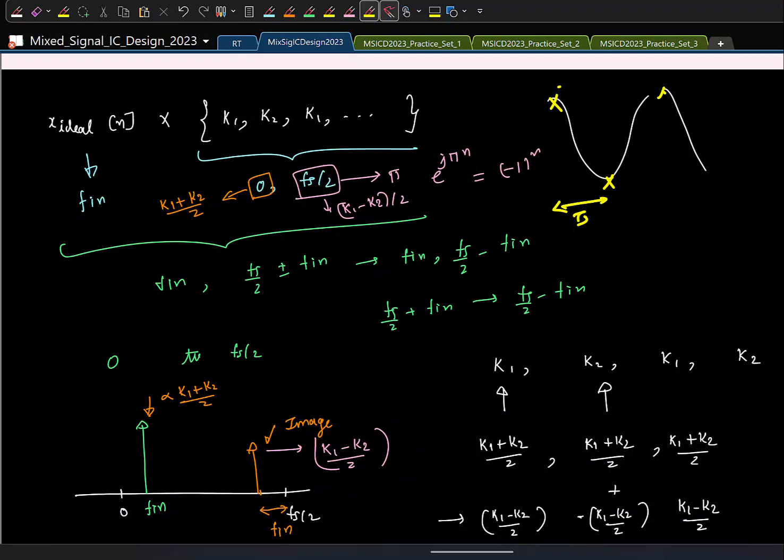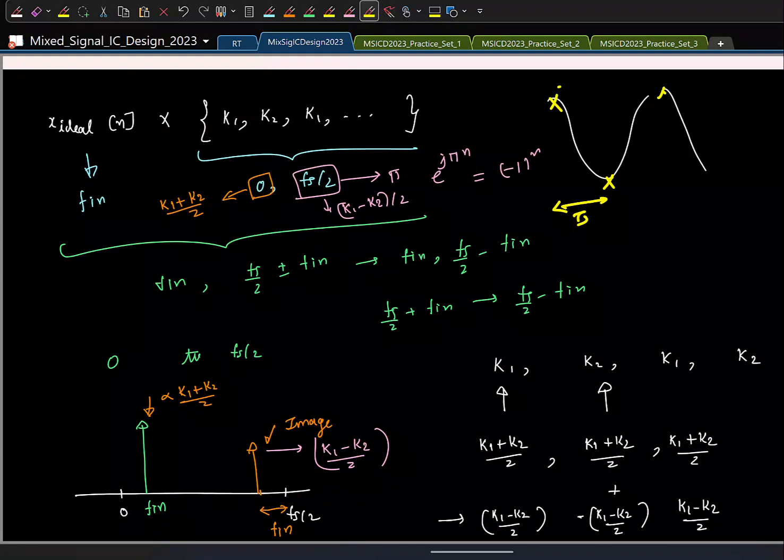Why does it make sense that the strength of the additional image frequency we get is proportional to k1 minus k2? You know that if there are no mismatches in the gain, if k1 is equal to k2, we don't get this. So that is why this is proportional to (k1 minus k2) by 2. Again, this is for a 2 channel. Let's quickly see what it will be for n channels.